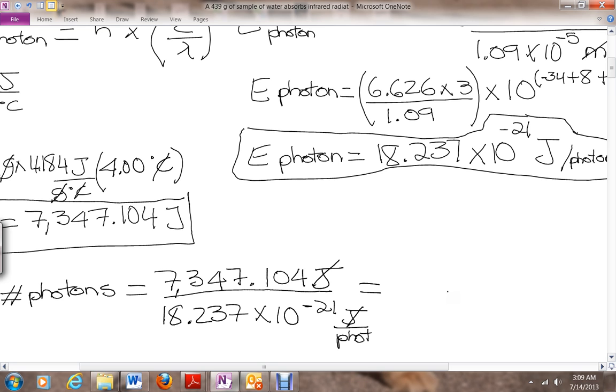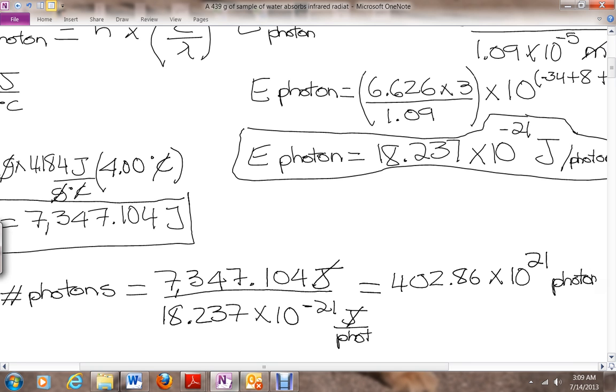Is equal to, that gives me 4. And again, I did the digit part. I divide this by this and then move the exponential to the top. It was going to be 400.86 by 10 to the 21st photons.